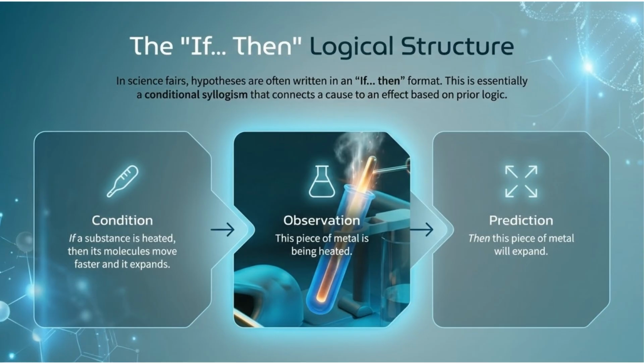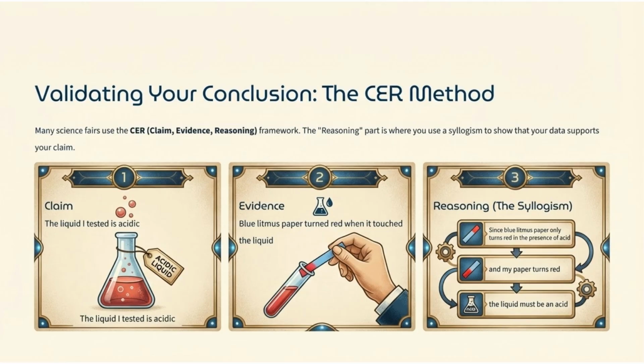Hypotheses are often written in the if-then logical structure. This is essentially a conditional syllogism that connects a cause, the condition, to an effect, the prediction, based on an observation. Syllogisms are also used to validate your conclusion through the CER method: claim, evidence, reasoning. The reasoning step is where you use a syllogism to logically support your claim with the evidence collected.